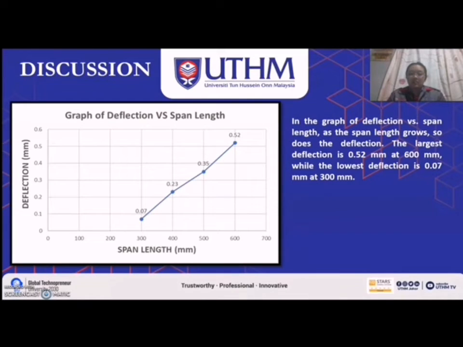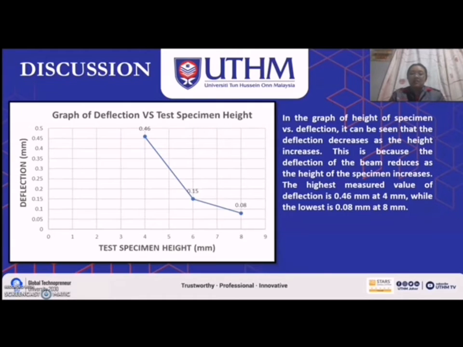So for the next graph, for the deflection versus span length, we also deduce that the graph is directly proportional, which is deflection is directly proportional with span length. As the span length increases, deflection also increases. From this graph, the largest deflection we obtain is 0.52 mm at 600 mm of span length, while the lowest deflection is 0.07 mm at 300 mm of span length.